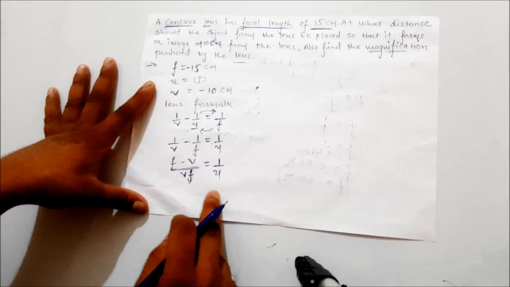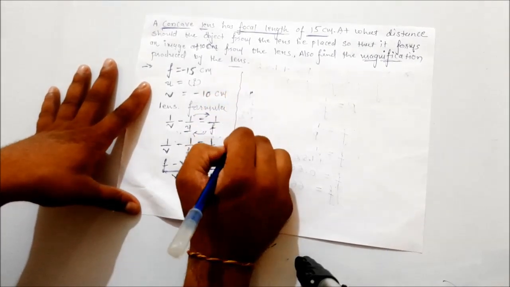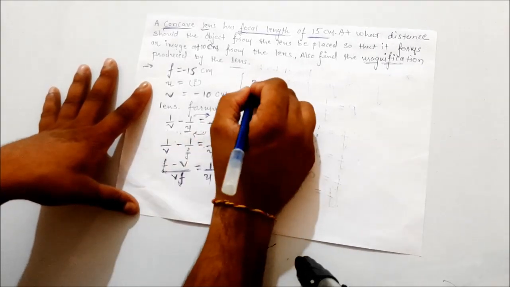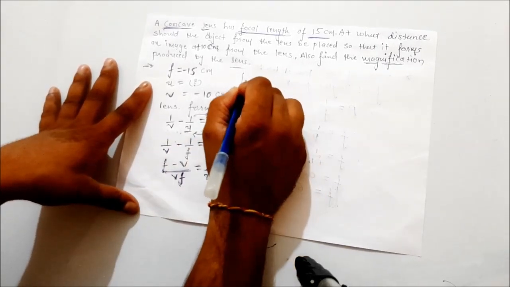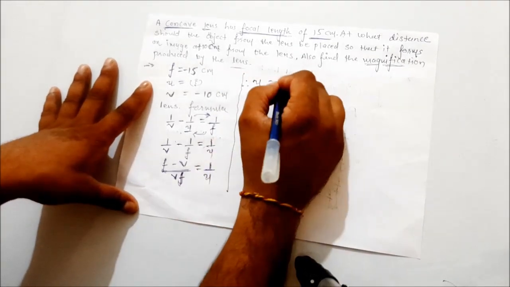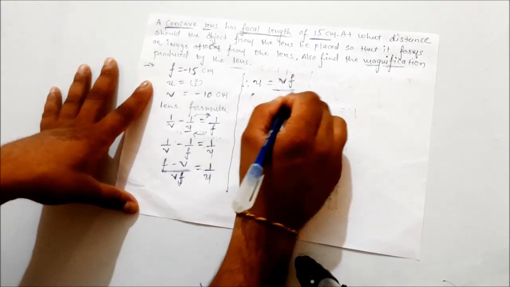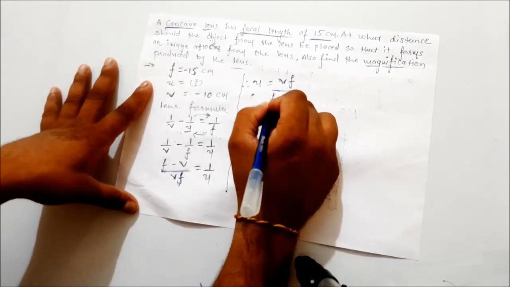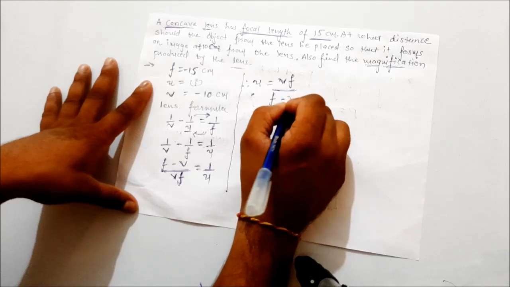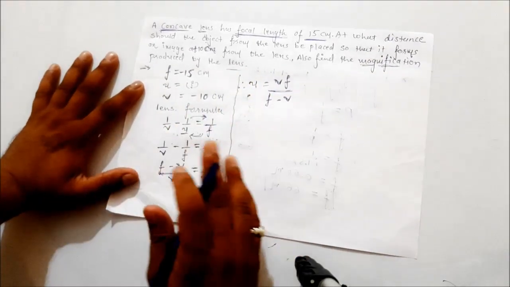We want value of u, we don't want 1 upon u. So from that we can say that u will be equal to (v into f) divided by (f minus v). Nothing we have done, we have just done a reciprocal of it.